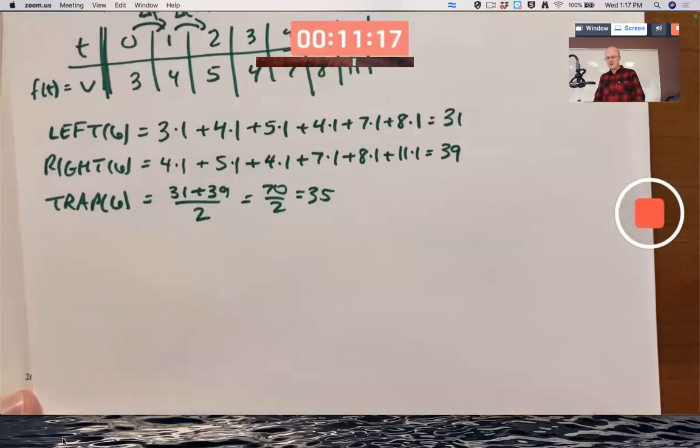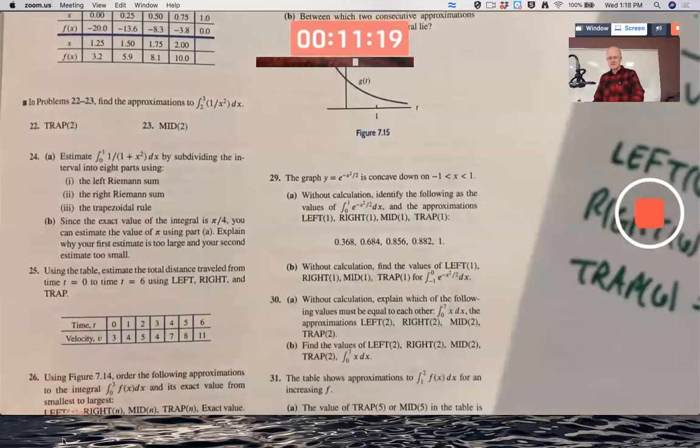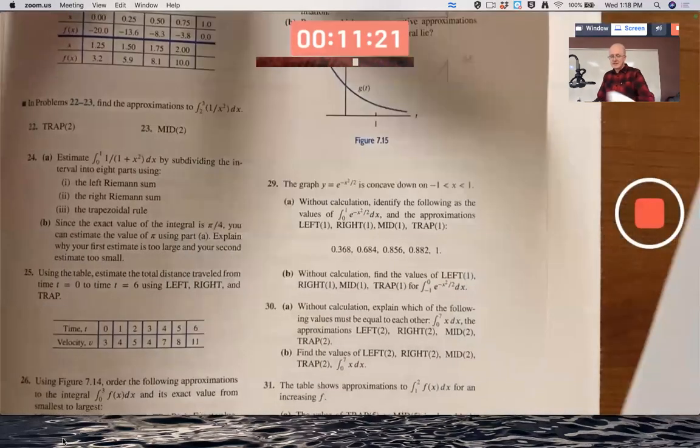So again, you can't do the Simpson's rule or midpoint rule with this unless you changed delta t to be 2, for example.